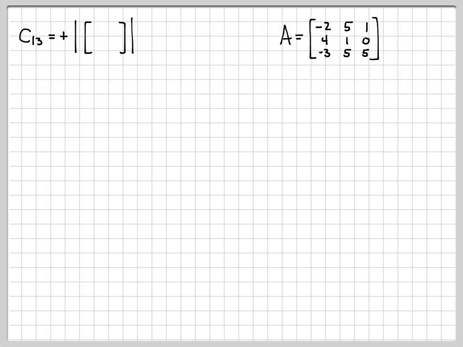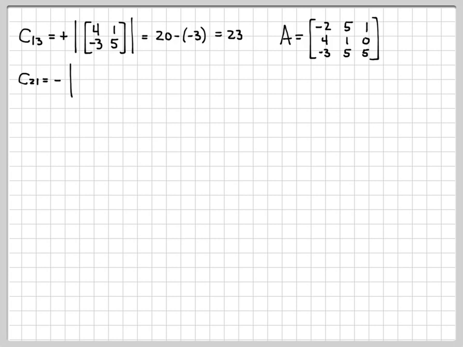Let's just keep going. C13 is going to be positive, the determinant of some 2 by 2 matrix. To know what that 2 by 2 matrix is, I went ahead and wrote down the A matrix again. So row 1, column 3, I'm going to strike out. What am I left with? I'm left with this 2 by 2 matrix that I need to fill in here, so that's what I've written down right there. I do my little computation, I get 20 minus a -3, which is 23. And we just keep going.